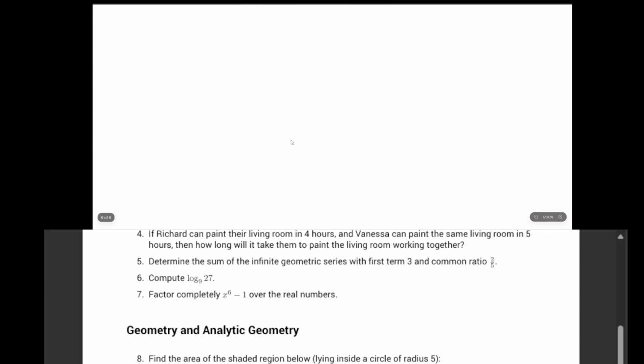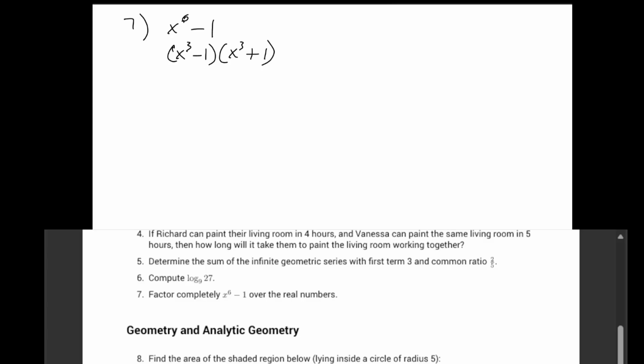Number 7, factor completely x to the 6 minus 1 over the real numbers. So in order to think about this here, it's just applying the difference of two squares formula, and then the difference of, I think, the difference of two cubes. I'm just trying to eyeball this. So let's try it here. A squared minus b squared. This will just be x cubed minus 1 times x cubed plus 1. Okay, I see here. Yeah, this would be correct.